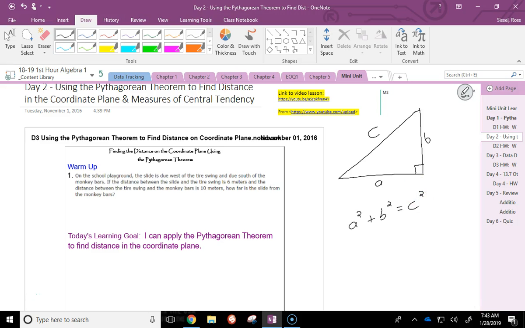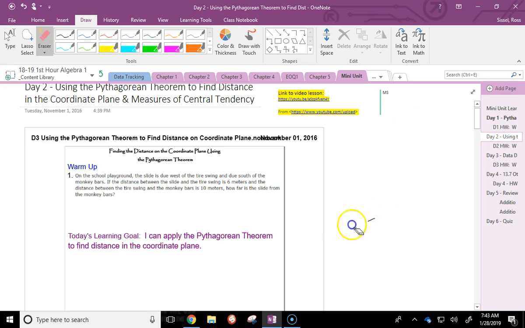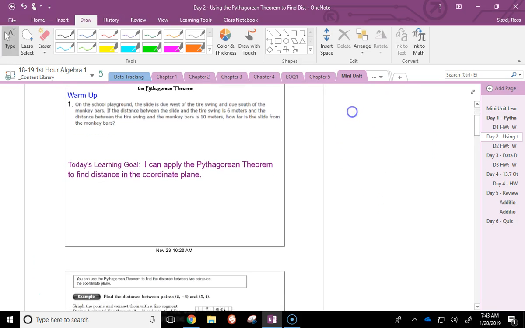Yesterday, or the homework that you graded for today, was just the path of the Pythagorean theorem. So now today we're going to use that to make triangles so we can find distance. And this is fairly simple for what we're going to do. So the first one says, on a school playground, the slide is due west of the tire swing.